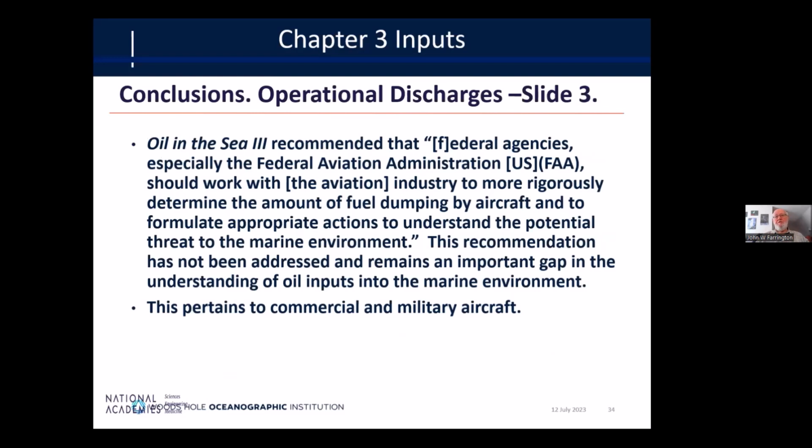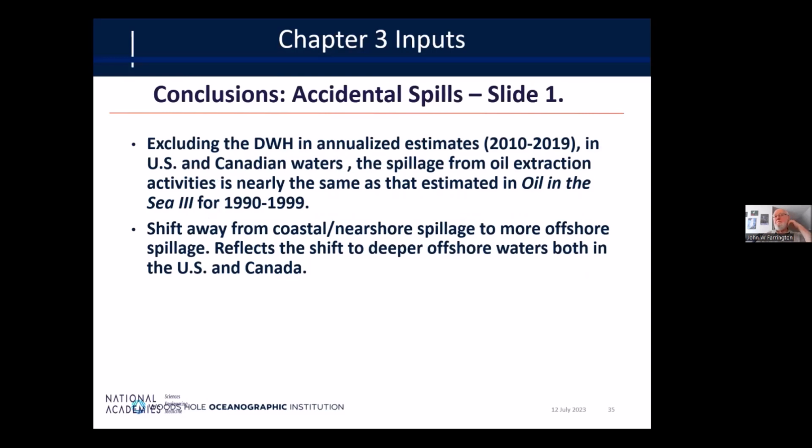On the operational discharges, let me just summarize this rather than reading it. Fuel dumped by aircraft. We just don't have that information, whether it's commercial or military aircraft. And we have a recommendation that this is an important gap and it needs to be filled. For accidental spills, we've already talked about excluding the Deepwater Horizon, spillage in US and Canadian waters from oil extraction activities is nearly the same as that estimated in Oil in the Sea 3. The shift away from coastal and nearshore spillage to more offshore spillage reflects the shift to deeper waters in both the US and Canada.